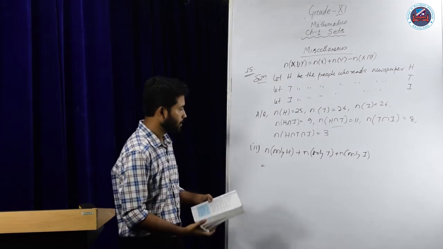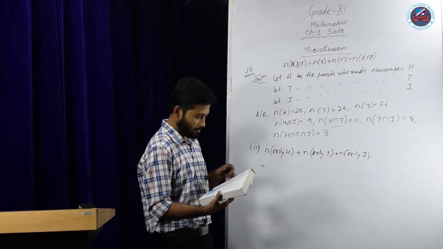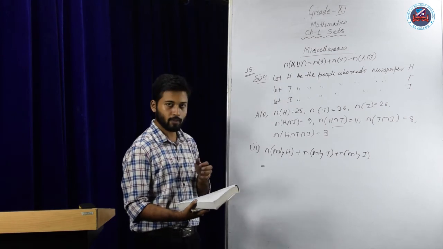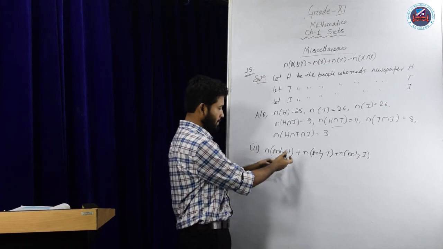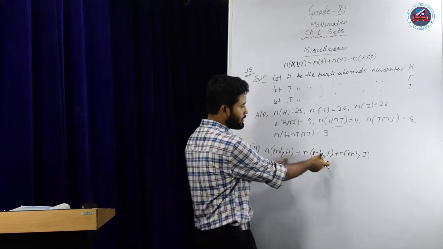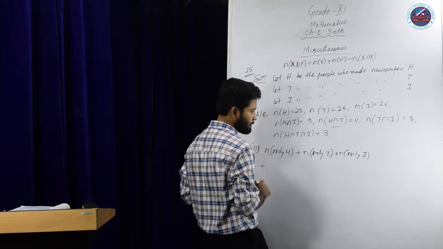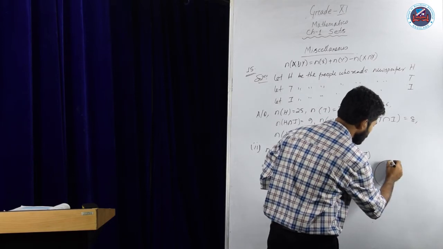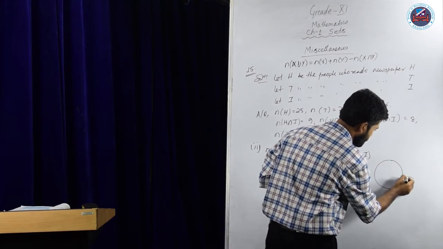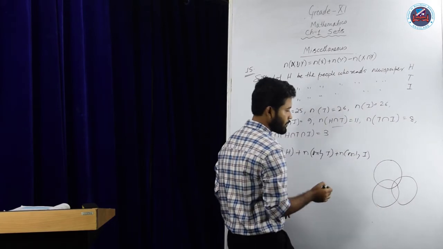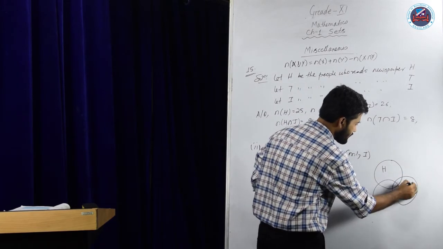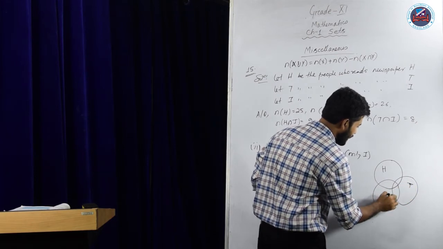Okay. So here in this case, we need to find the number of people who read exactly one newspaper. Right? So we have taken the 3 cases. That means some of them are reading only H, only T, or only I. So let us see for the first one. If you draw the Venn diagram, what does this represent? H, T, I.